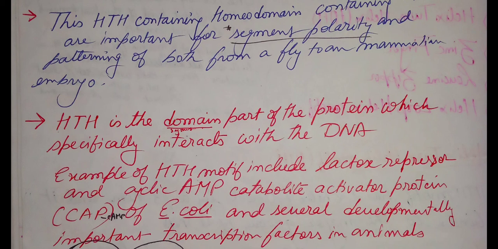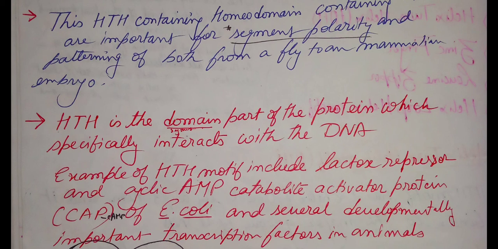There I discussed the catabolite activator protein, the CAP protein, which normally binds with cyclic AMP to form that complex to allow the RNA polymerase to bind to the promoter and carry out the transcription of the lac operon genes. So this catabolite activator protein also has this type of motif which can interact with the DNA. Then the lactose repressor also has this type of motif.